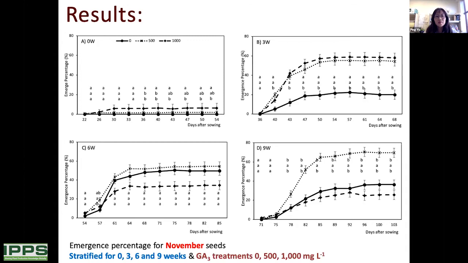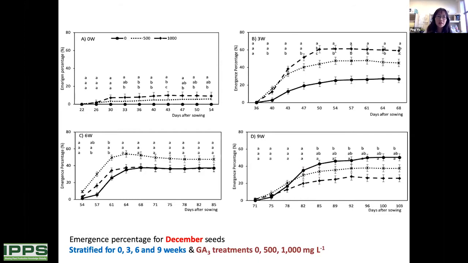As you can see, seeds that haven't been stratified had lower emergence percentage in comparison to those that had cold stratification. The highest emergence percentage for the November seeds here was reached with cold stratification for 9 weeks and GA applied at 500 milligrams per liter. And for the December seeds, similarly, the seeds without cold stratification had a lower emergence percentage in comparison to those that had. The highest germination rate, or emergence percentage, was reached with only 3 weeks of cold stratification with a higher GA3 concentration, which was 1,000 milligrams per liter.